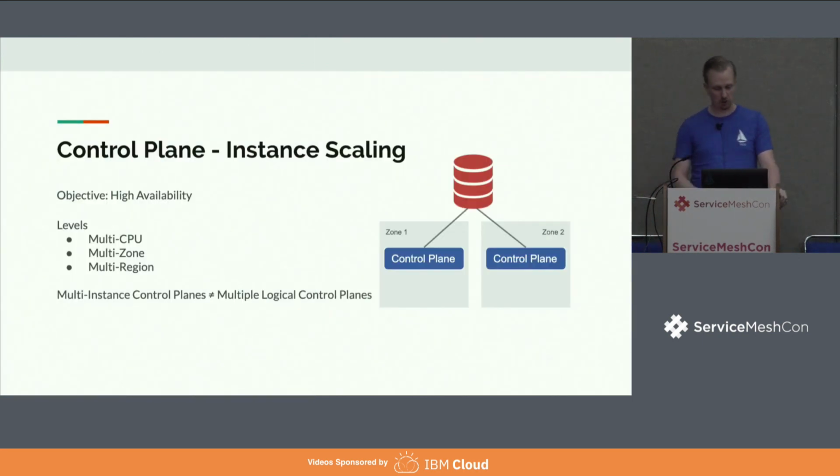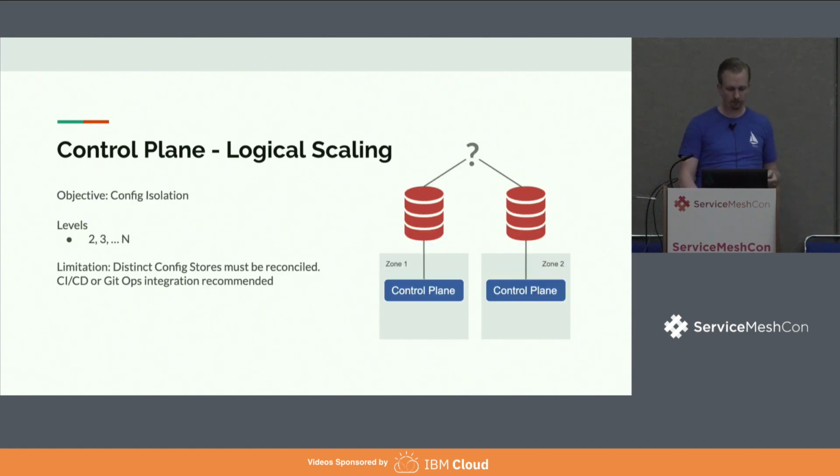The first way to scale your control plane is to run multiple instances of it, whatever it is. Whether it's a bunch of microservices or not, running multiple instances is sane. It allows you to tolerate failure in a single instance. You can do this just on one single system with multiple CPUs, or you can scale these instances across zones and regions where they're going to have a little bit more latency between them. But it's important to notice that this is not the same as multiple logical control planes. The config that they're operating on is still represented by this one nice generic database icon. You have one logical config operating multiple instances of your control plane, and you've achieved some level of high availability because of that.